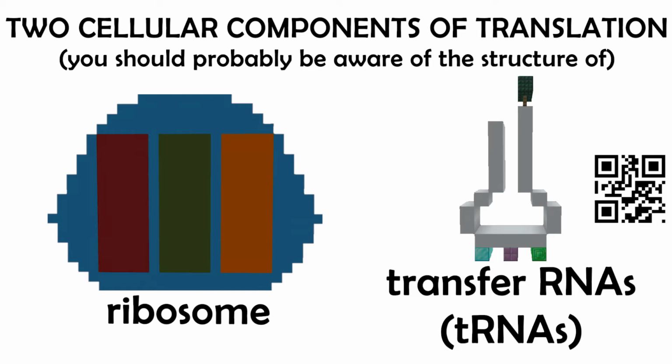Transfer RNAs, or tRNAs, meanwhile, are just taxis for amino acids. Each tRNA carries an amino acid on its top, along with a specific anticodon on the bottom which relates to the right sequence on the mRNA. At this point, I think it's time for us to put all this theory into action in Minecraft.